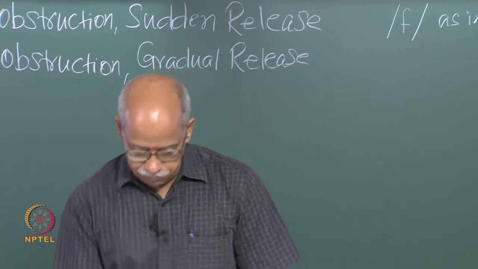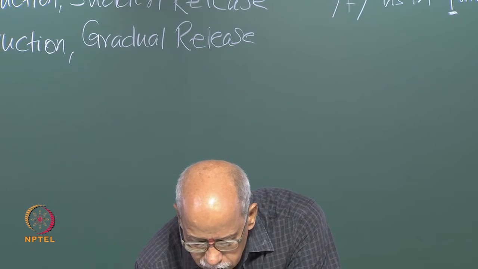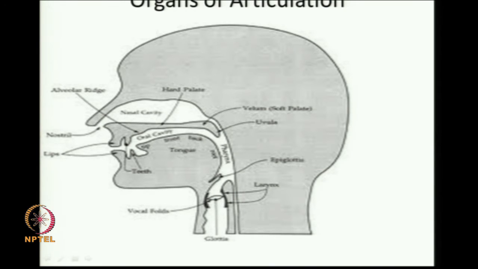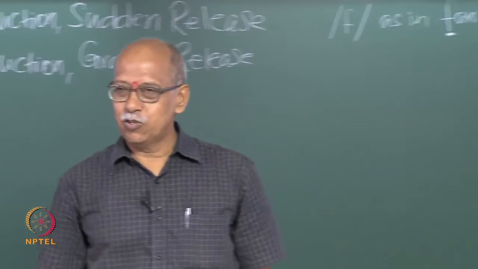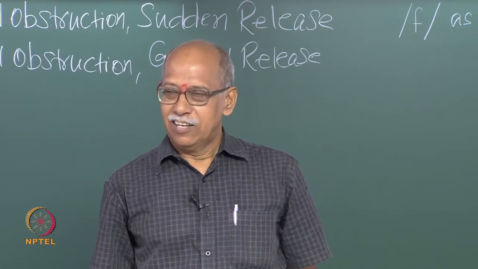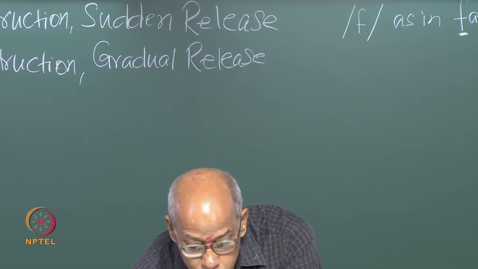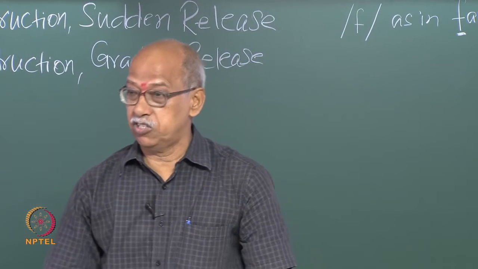How is it produced? It's produced in the following manner. Look at the diagram, look at the organs of articulation. The lower lip comes close to, but does not touch, the upper teeth. Are we together? Are you with me, please? Yes or no? Some people in the Kanyakumari region seem to be away from me, please. Are we together? Yes. Lovely. That's good to hear. The lower lip comes close to the upper teeth but does not touch it.